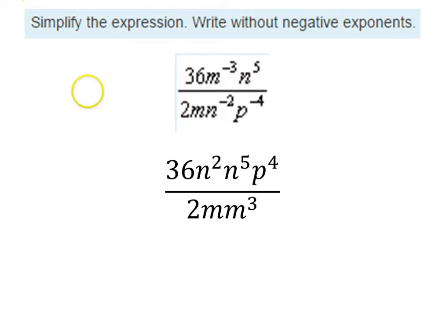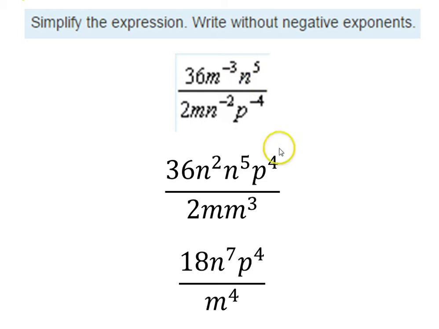So what that will look like is this. The 36 stays put. The 36 does not have a negative exponent, so I don't have to move it. Notice there's an n squared here. And the reason there's an n squared here is because there was an n to the negative second in the denominator. So I want to take this power and move it to the numerator, which makes the exponent positive. Then I have n to the fifth. This n to the fifth right here was from the original expression, n to the fifth. I don't have to move that because it does not have a negative exponent, and that just accidentally showed up there, so we'll talk about that in a minute.